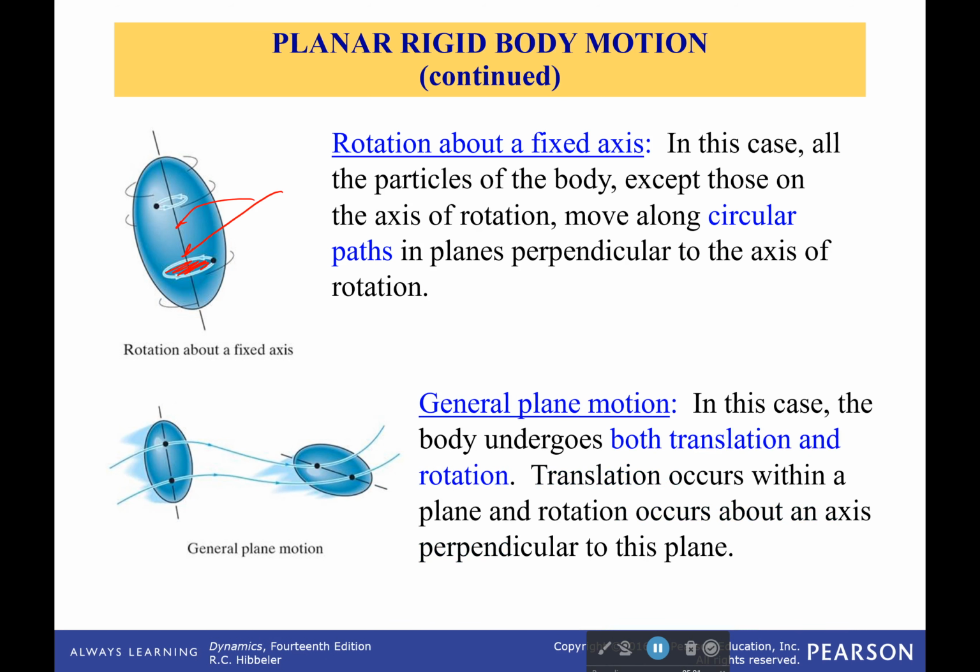And finally, general plane motion, it's just going crazy. They're having translation and rotation all at once. And this looks really difficult, and it is more difficult than our previous two cases, but it's not terrible. We will develop methods for working with it, and after a couple examples, I feel like you're going to just rock it.